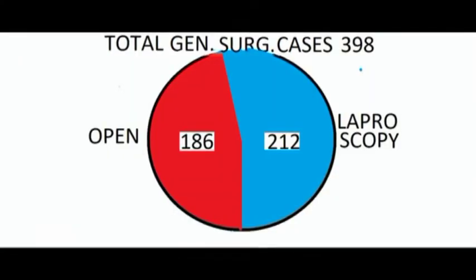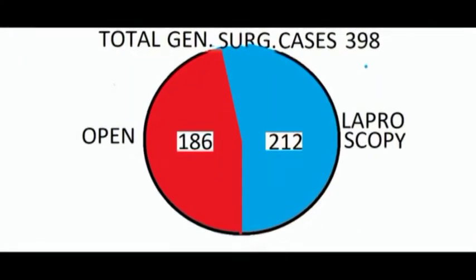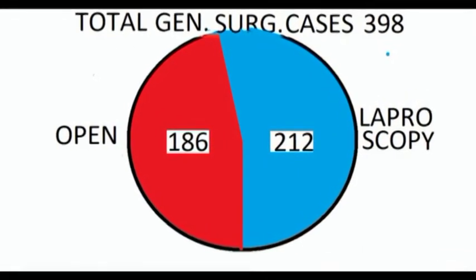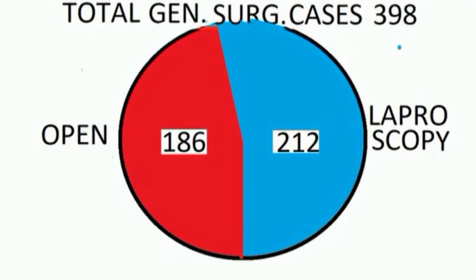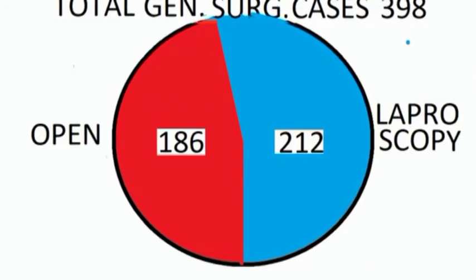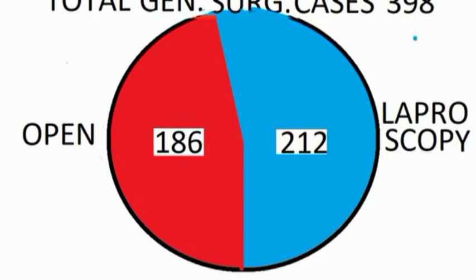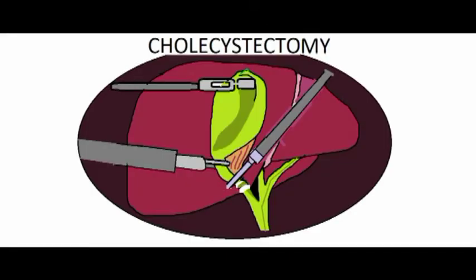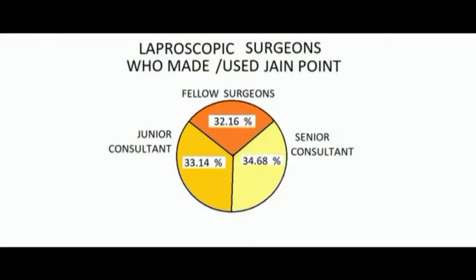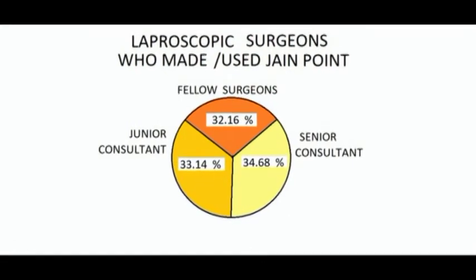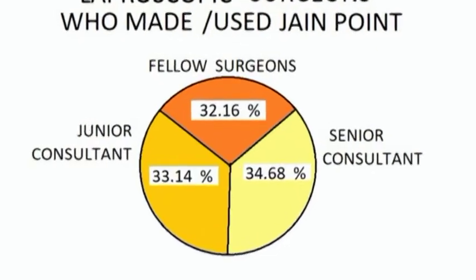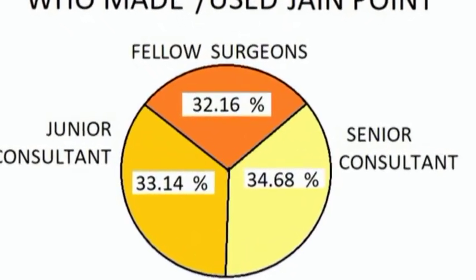Out of 398 patients of general surgery, 186 patients or 46.7% cases were laparotomy, 212 patients, that is 53.26% cases were laparoscopic procedures. Maximum cases were of appendicectomy and cholecystectomy. The distribution of laparoscopic surgeons were as follows. 34.68% entry were made through Jain point by senior consultants, 33.14% by junior consultants, and 32.16% by fellow surgeons.